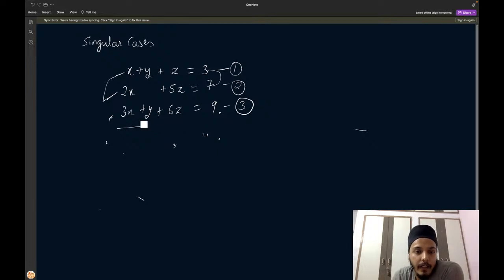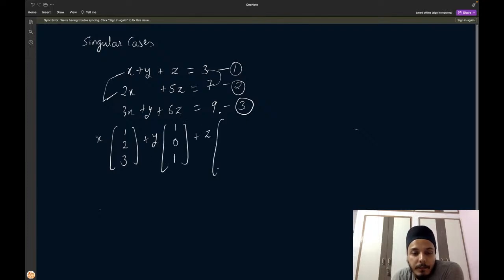Let us write these equations in the form of column vectors. So how do we write them? We take x times the vector 1, 2, 3, plus y times 1, 0, 1, plus z times 1, 5, 6. This will be equal to 3, 7 and 9.